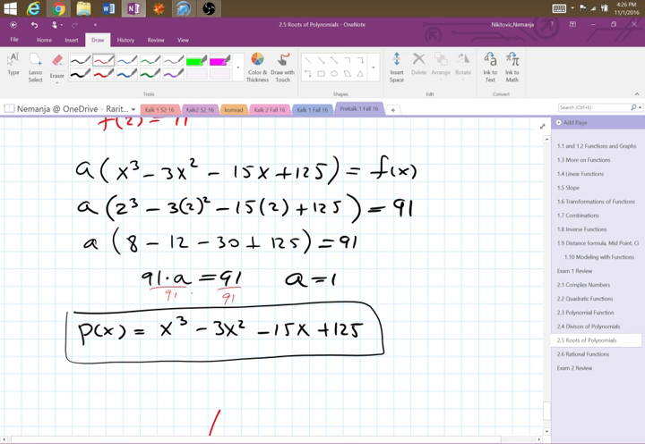Very quickly, because only 5 sections left. What? 5 sections left.